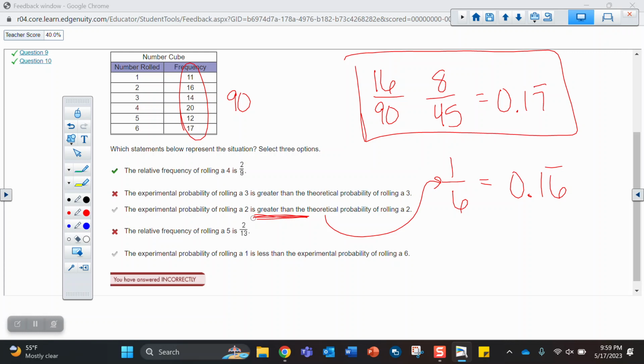And then in the next one, the experimental probability of rolling a 1 is less than the experimental probability of rolling a 6. So this is not true. This is both experimental probability, and again, the experimental probability of rolling each one of these numbers is 1/6. So you have a 1/6 chance that you roll a 1, and you have a 1/6 chance that you roll a 6.